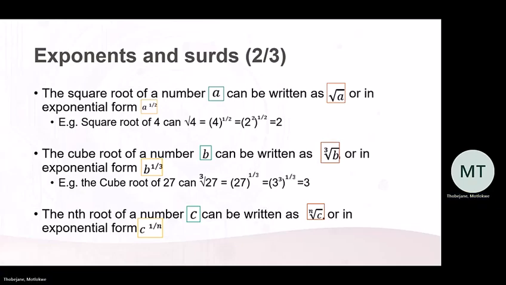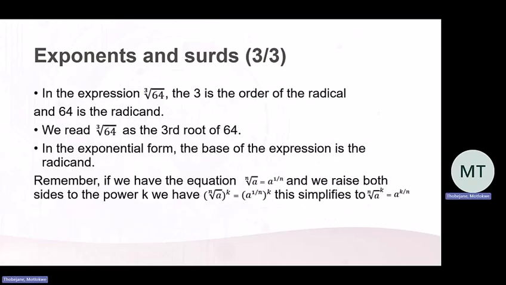Right? Let's proceed again. Now, this will give other examples. In this expression, the cube root of 64, 3 is the order of the radical. They call it the radical. This number here, the n number, can be any number, the radical, and 64 is the radicand.